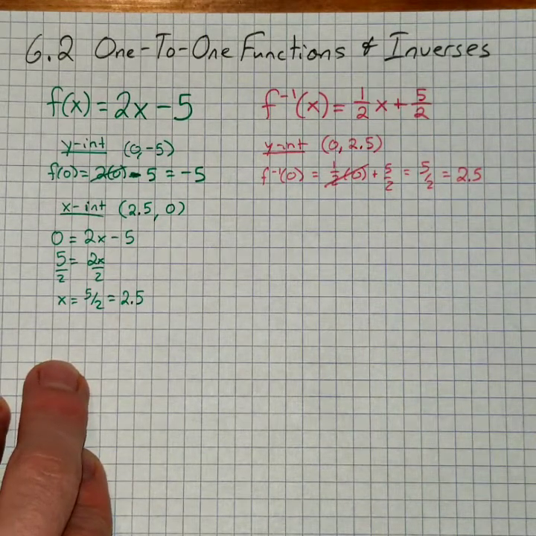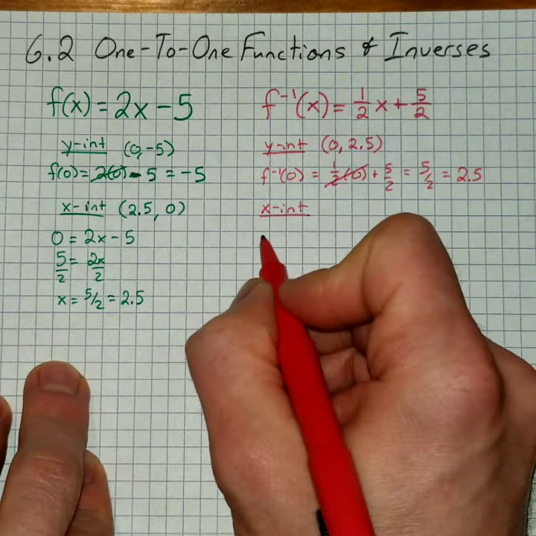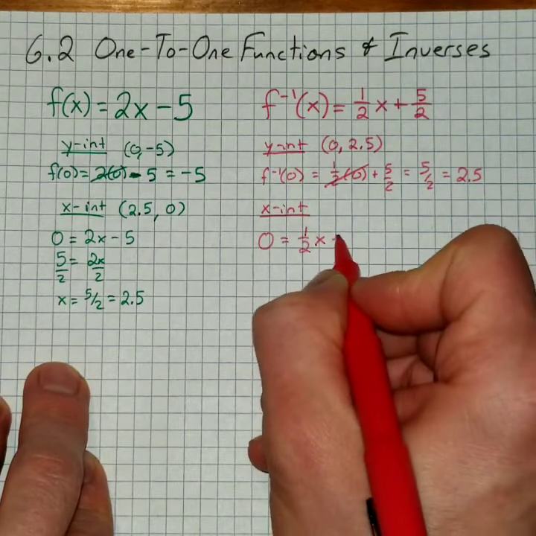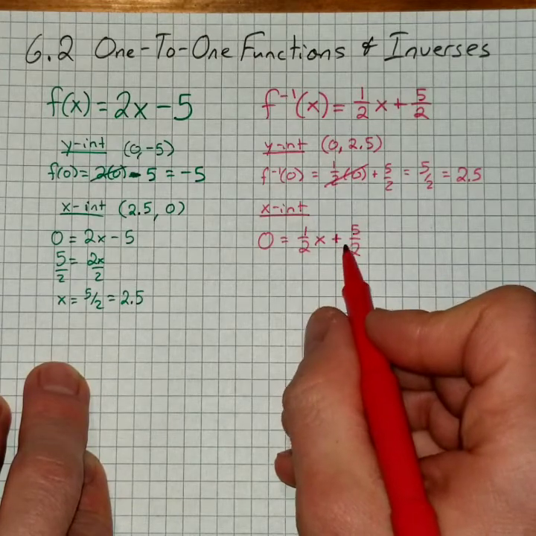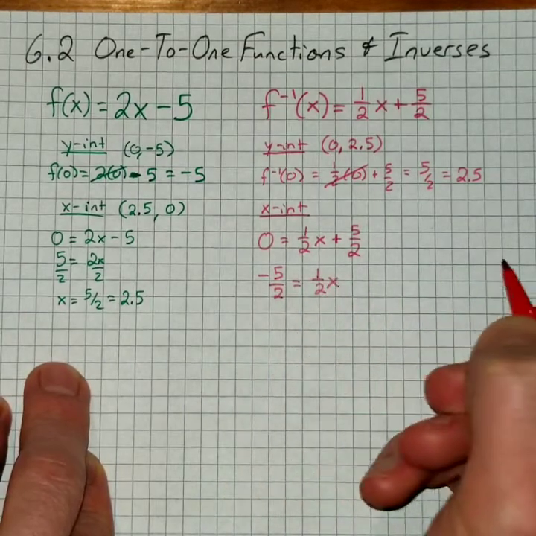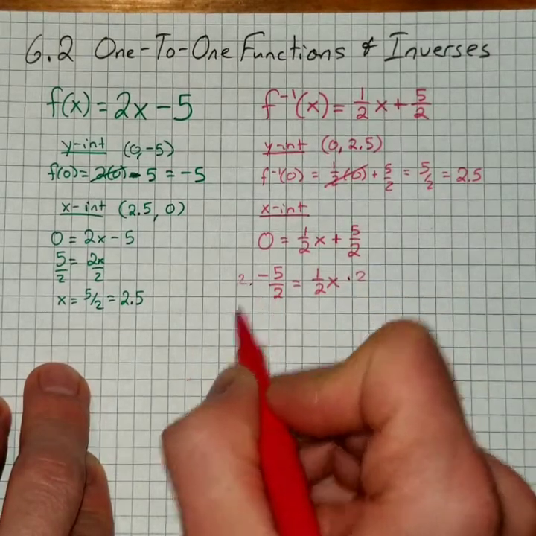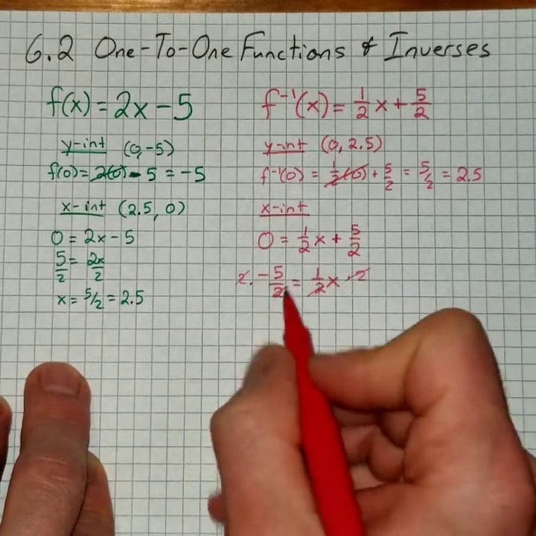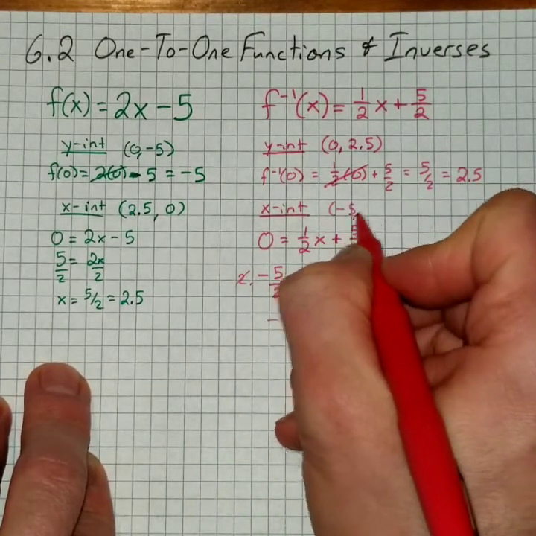And the x-intercept, again, a bit harder to find, but not too bad. You plug the 0 in for the y value. You have 0 equals 1 half x plus 5 halves. If I subtract the 5 halves from both sides, minus 5 halves equals 1 half x. And then to get rid of the 1 half, I can multiply both sides by 2. The 2's will cancel here, and I'm going to be left with a negative 5. So my x-intercept is negative 5 comma 0.